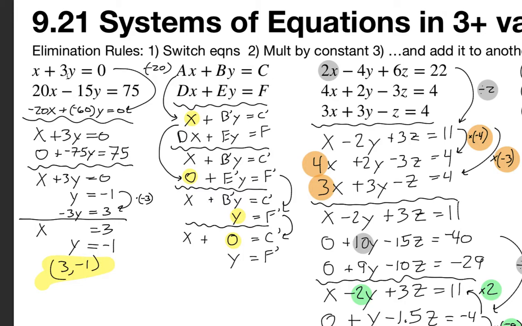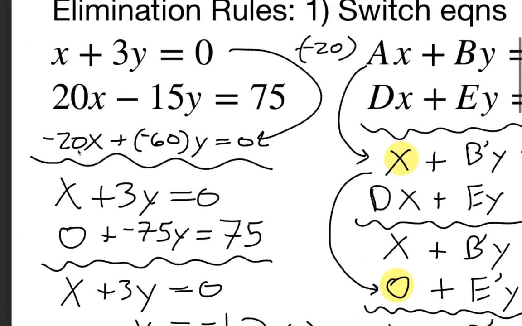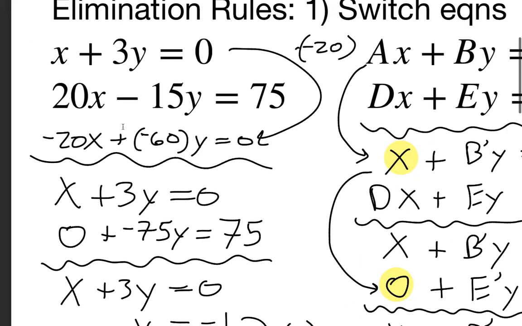So this is the original system, and I'm going to rewrite this system here. What I've done is I've multiplied the top equation by negative 20 to get this, and now I have an equivalent system here. I'm going to add the 2 together to replace the bottom equation. The top equation remains unchanged.